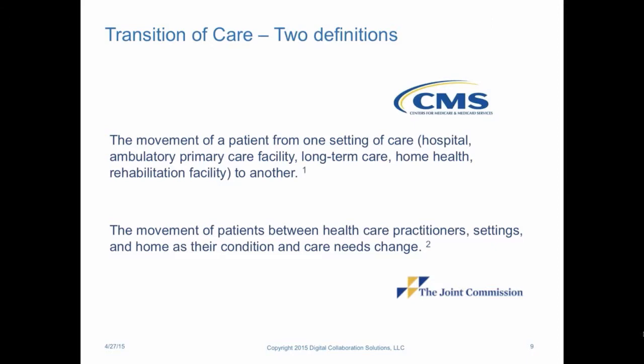The Joint Commission's, I like this one a little bit better. This one is more holistic. It includes home. So how do we move the patient from one care setting to another, which includes the home? And I think that any successful transition care program over time really needs to embrace the Joint Commission's definition, which is a little more holistic for the patient and their families.